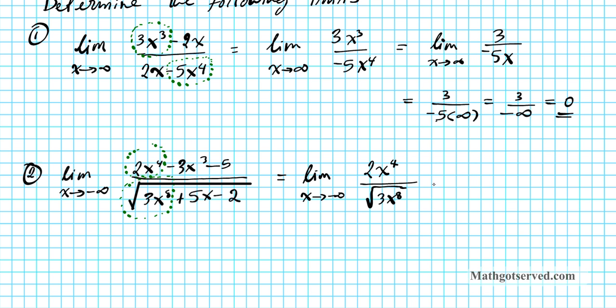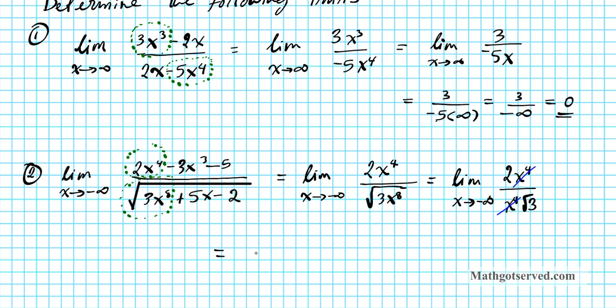So we're going to have the limit as x approaches negative infinity of 2x to the fourth over x to the fourth root 3. Okay? You take the square root of 3 and the square root of x to the 8th, you're going to have x to the fourth root 3. Alright, so what happens here, you see these two equal weights. These ones divide out. Alright, so your answer is going to be 2 over square root of 3.